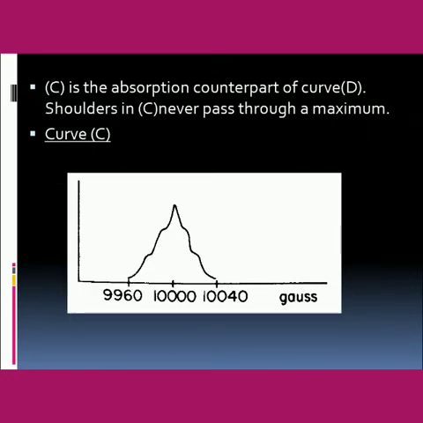C is the absorption counterpart of curve D. Shoulders in C never pass through a maximum, and curve C is also shown below.